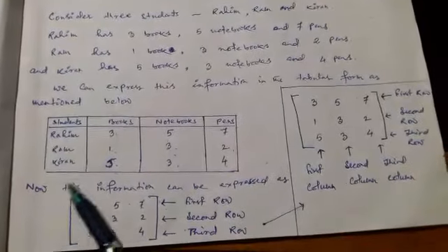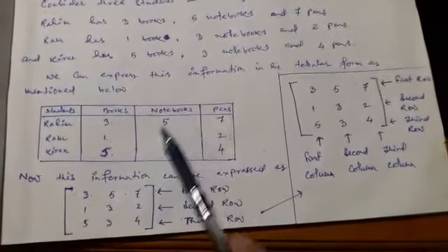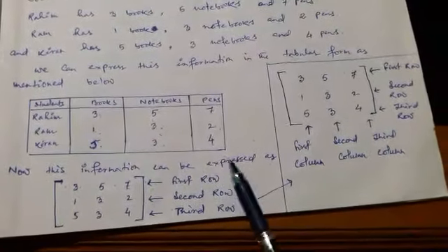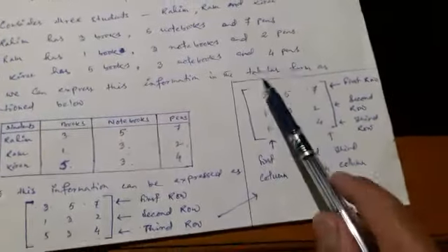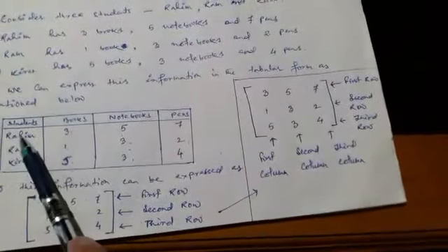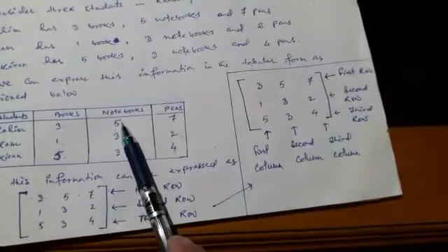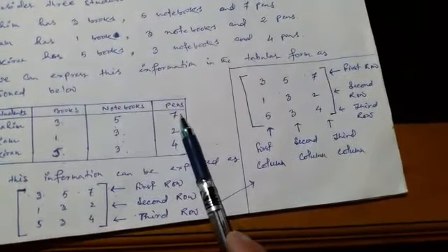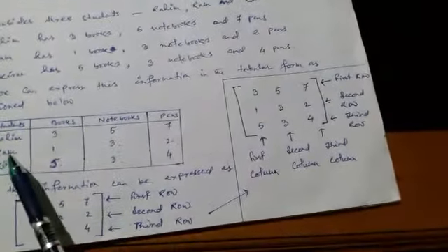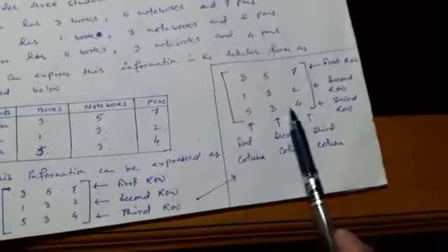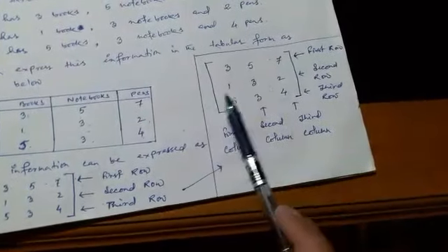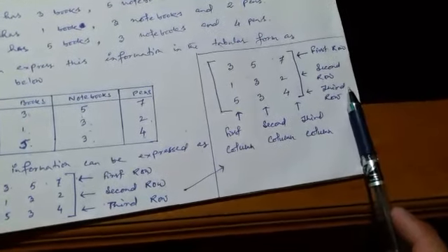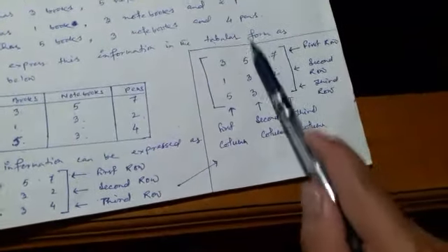Now, this information can be expressed in the form of rows and columns. Again, Rahim has three books, five notebooks and seven pens: 3, 5, 7, like that. 1, 3, 2, 5, 3, 4. This is the first row, this is the second row and this is the third row. This is the first column, second column and third column.